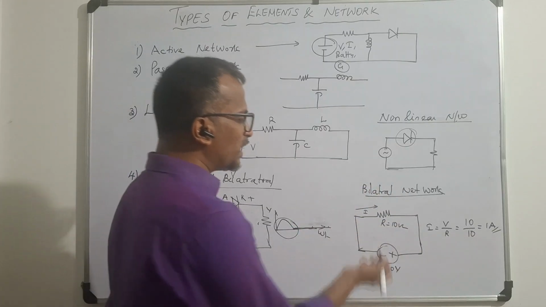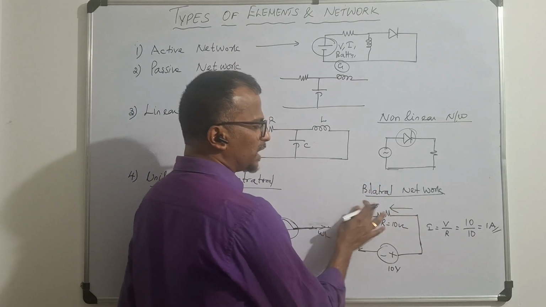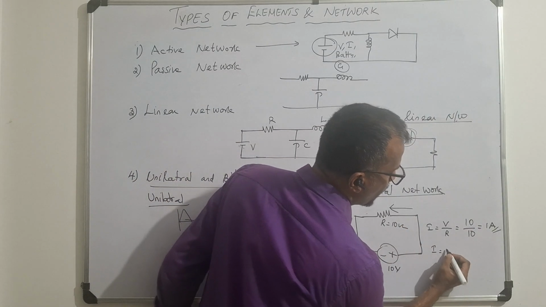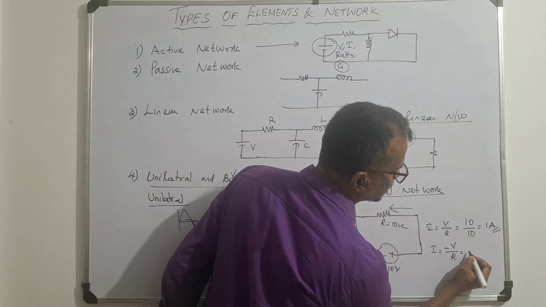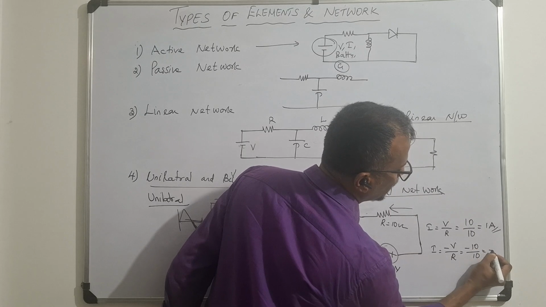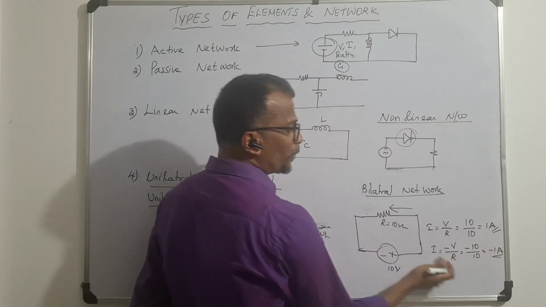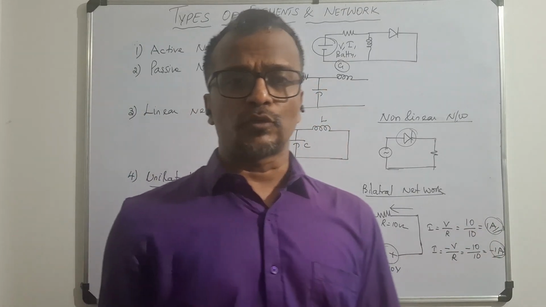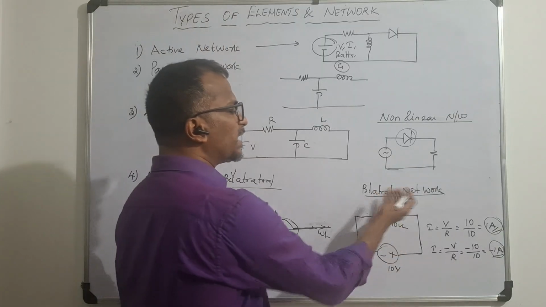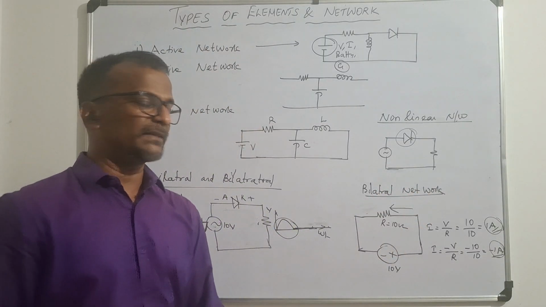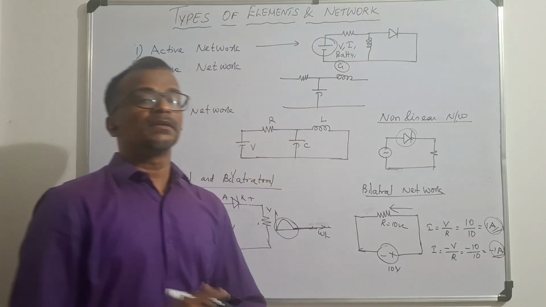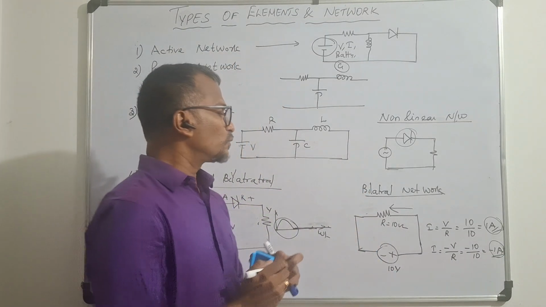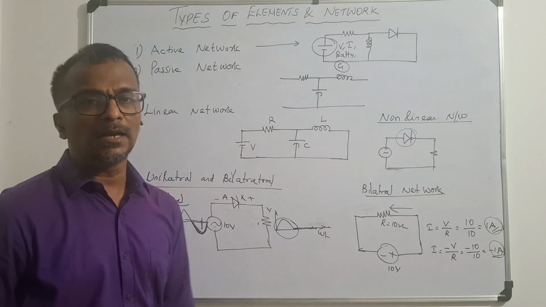Now I am changing the polarity, minus and positive. The current will go in the opposite direction, therefore I equals minus 10 divided by 10, which is minus 1 amp. As the polarity changes, the magnitude does not change, it is 1 amp only. That is called a bilateral network. In both cases, even if the voltage or current direction changes, the output of the system will be the same. That network is called a bilateral network.